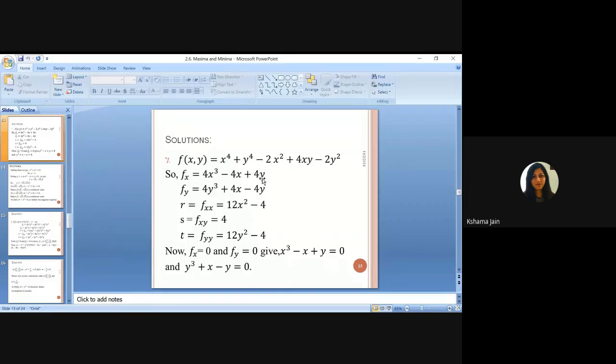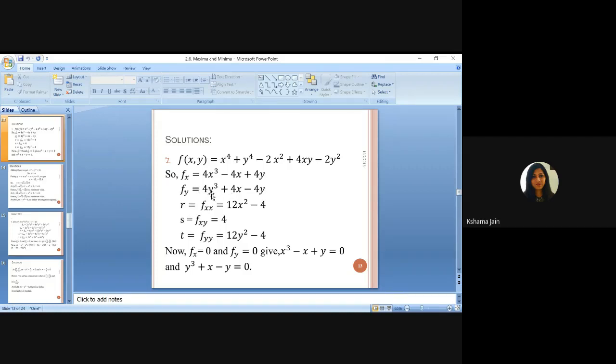That is fx. Same we will do with respect to y. This is 0, 4y cube, 0 plus 4x minus 4y. Here r will be two-time differentiation, so again you differentiate this, so it will be 12x square minus 4. And t will be two-time differentiation with respect to y.